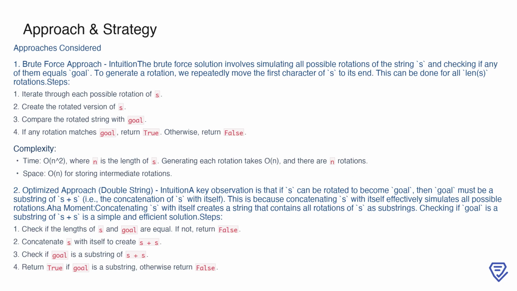These constraints and edge cases help in understanding the boundaries of the problem and ensure your solution handles all possible scenarios. To solve the rotate string problem, we considered two main approaches. First, the brute force approach, which relies on simulating all possible rotations of the string s and checking if any of them matches the string goal. The intuition here is straightforward. By repeatedly moving the first character of s to its end, we can generate every possible rotation. The process involves iterating through all len(s) rotations, creating the rotated version of s each time, and then comparing it with goal. If any rotation matches goal, we return true, otherwise, we return false.